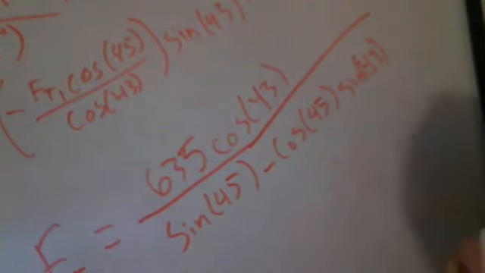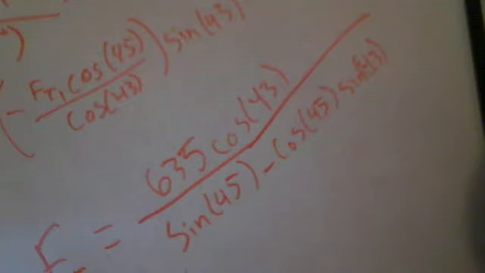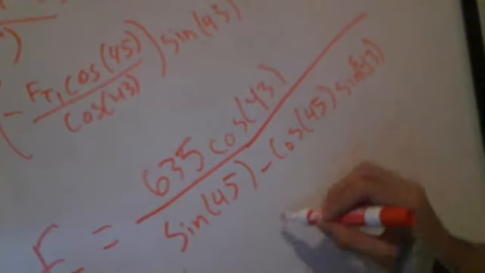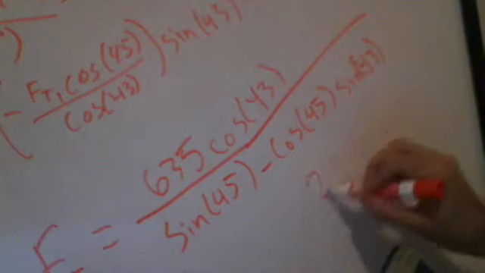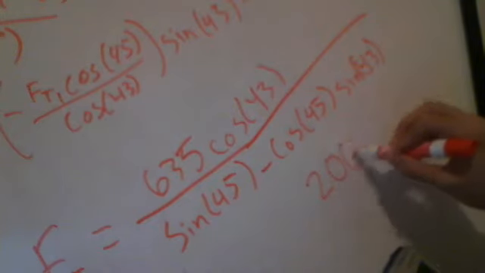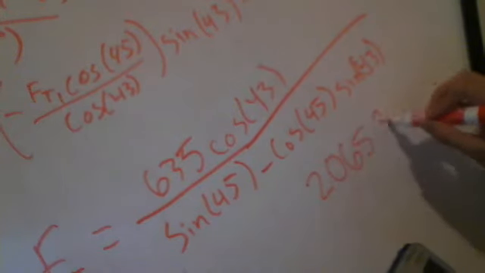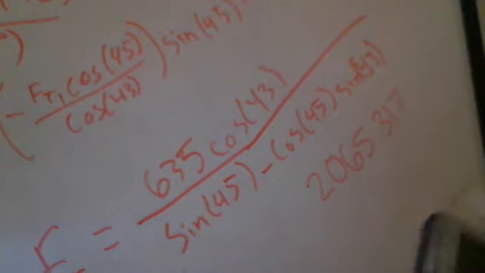And you get the answer of 2065.317. Now to check your work, plug that into there and solve for F of 2.